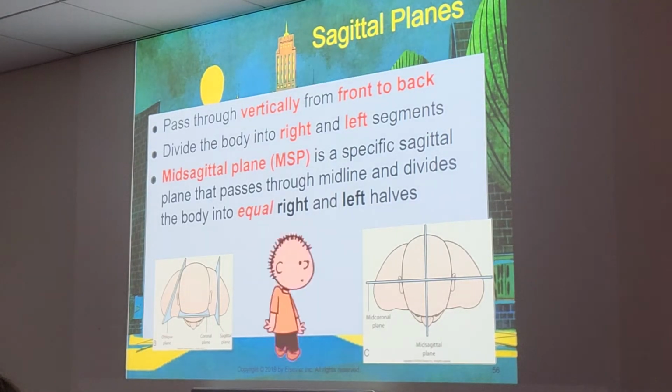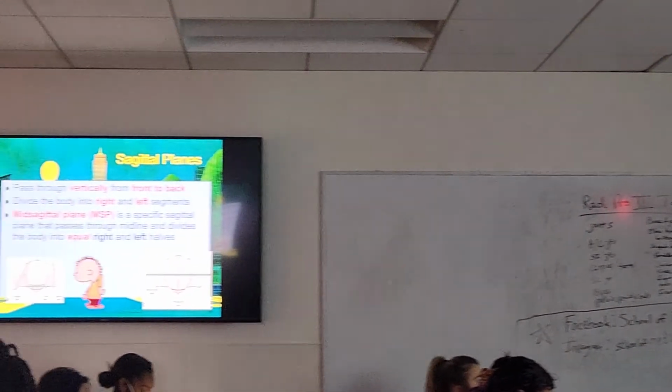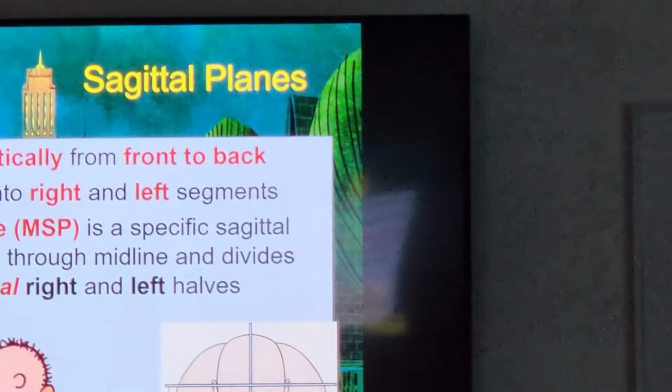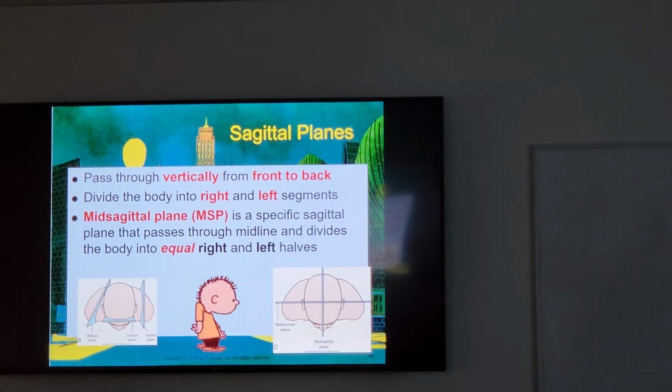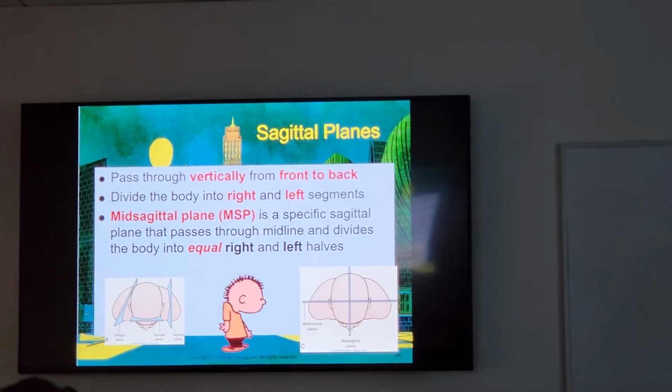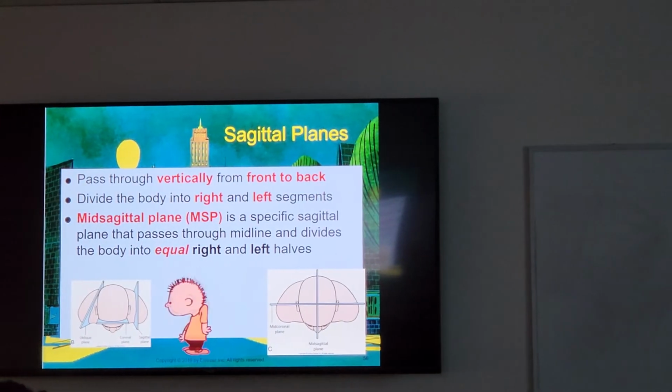A sagittal plane is going to pass vertically from front to back. In other words, if I have a slice of glass going through me, it's going to pass from front out my back and slice me in half, left and right portions.